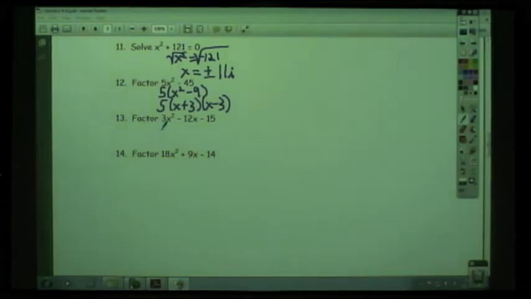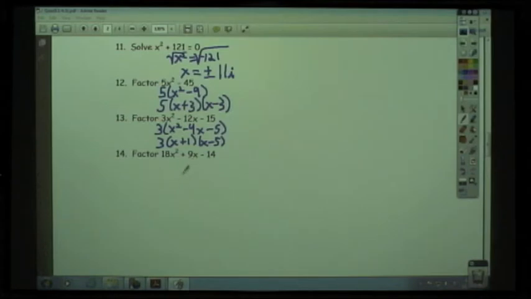Same thing on number 13. You can divide 3 out of all three of these. You get x squared minus 4x minus 5. If you do not divide the 5 out, if you do not divide the 3 out, you have not factored. Factoring means taking and dividing out that number first and then seeing if you could split up the rest of this. So on this one, you should be able to split this up into x plus 1 and x minus 5. The factors of 5 that give me negative 4 in the middle.